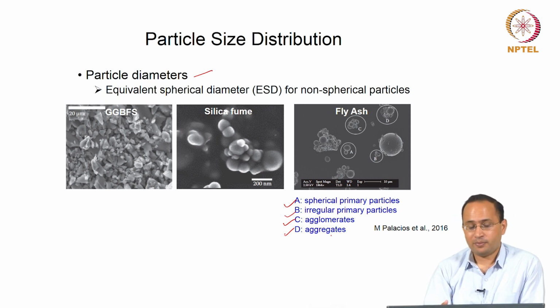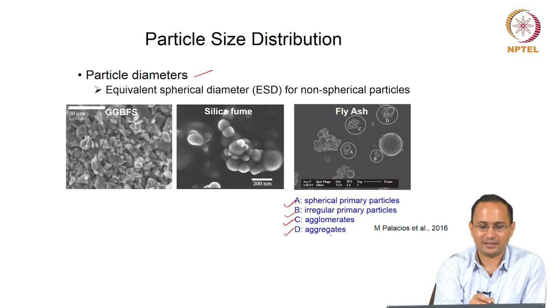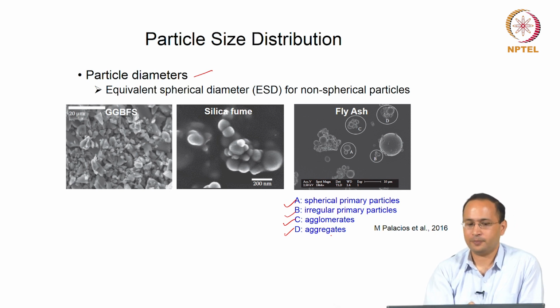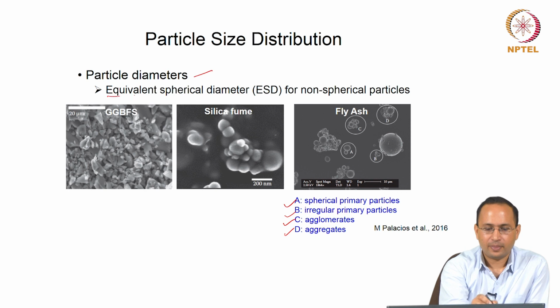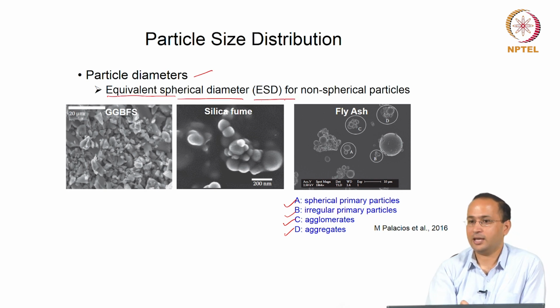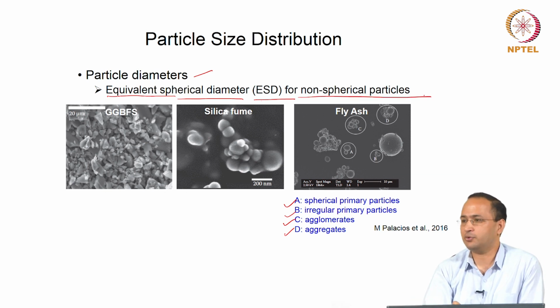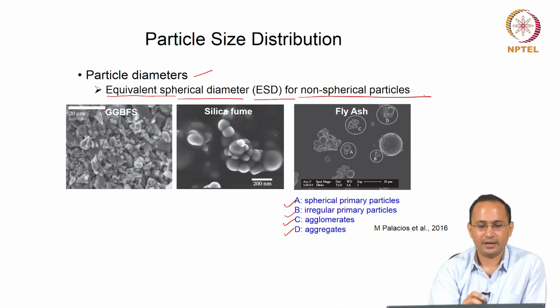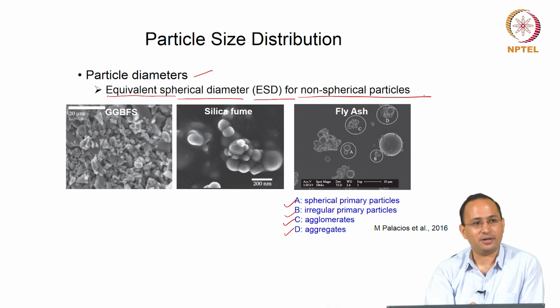Now, if we have to define particle size, consider you have irregular size, how do you do it, right, that is the challenge. We cannot measure in one direction, because it is changing, it is very irregular. So, we define equivalent spherical diameter, ESD, for non-spherical particles. For a sphere it is easy to define diameter, right, the diameter will be characteristic of a sphere. But if you have non-spherical particles, we define equivalent spherical diameter.